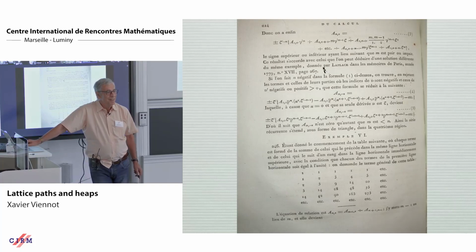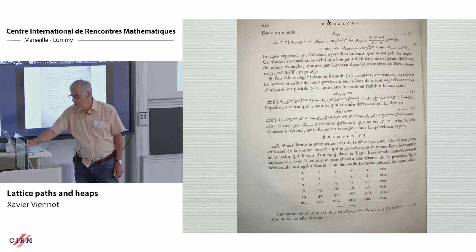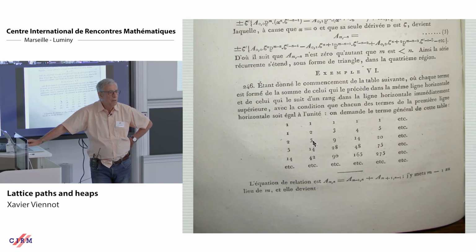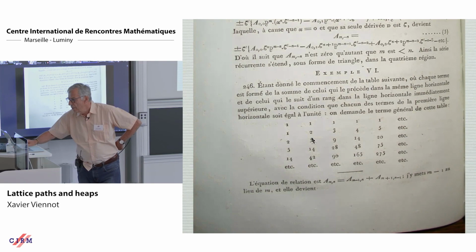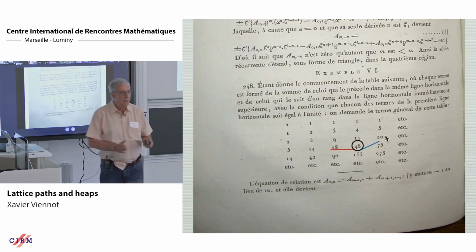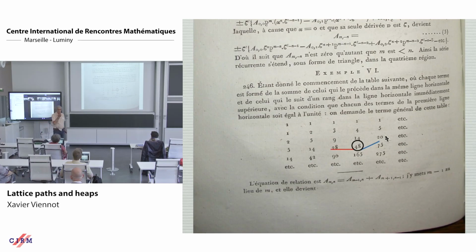Now I will make a detour through history. If you read this page here, there are ballot numbers. There is a Catalan number. So look carefully. This number is the sum of this and this. So it's exactly the way to compute the ballot path. And in this book, you get a formula for this number. So who has written this?